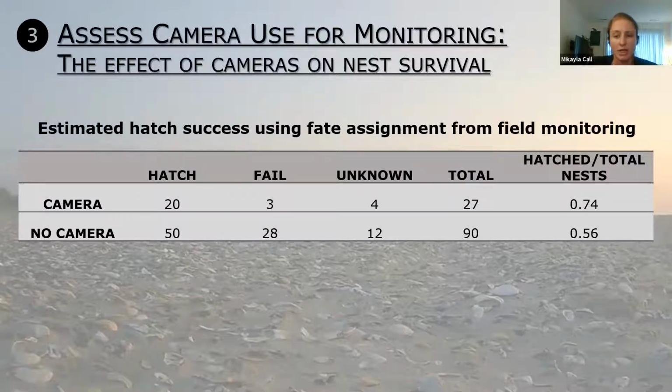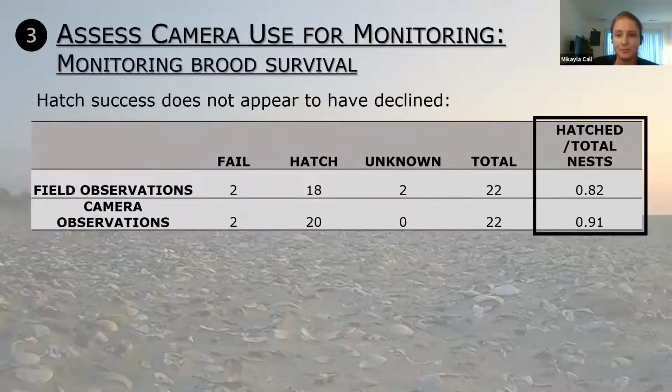Additionally, only one camera monitored nest was depredated, suggesting that the cameras did not seem to attract predators given the predator community that's present on the island. Hatch success, defined as the total number of hatched nests out of the total number of nests, was not lower for camera monitored nests. We intend to model and compare the daily survival rates of camera monitored and non-camera nests to ensure that those daily survival rates are not different between the 2 subsets of nests.